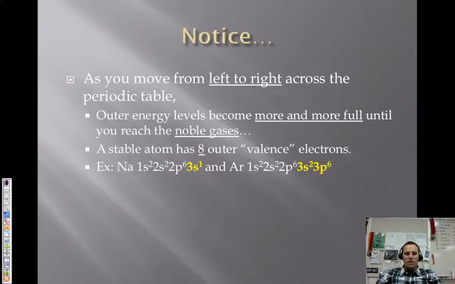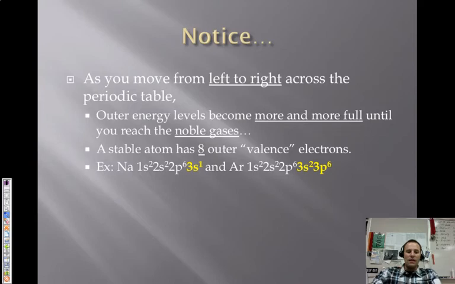Okay, so something that I want you to notice, looking at your periodic table, as you move from left to right across the periodic table, the outer energy levels, so remember the floors of the building that we talked about, become more and more full until you reach the noble gases. And this is going to explain why the noble gases are what they are. All of the elements on the periodic table want to be just like the noble gases because the noble gases have what are known as 8 valence electrons. All elements have valence electrons, but the noble gases have 8, and that is a magic number.